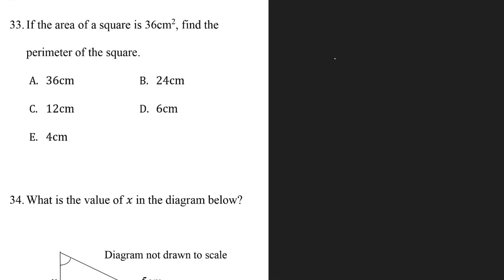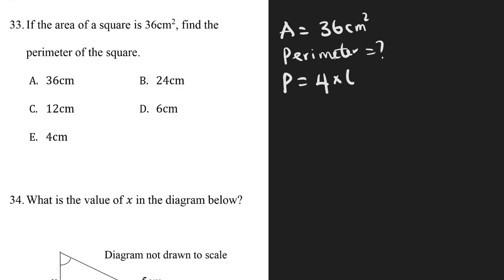Alright. Question 33 says, if the area of a square is 36 centimeters square, find the perimeter of the square. So we already have the area given as 36 centimeter square, but we have to find the perimeter. Can you see? So before you find the perimeter, of course you know that perimeter is equal to 4 times L, right? But we don't know L, but we have the area. So how can we get L? Of course we can get L because we know that area is equal to L square, or L times L, right? And this A has been given to us as 36.